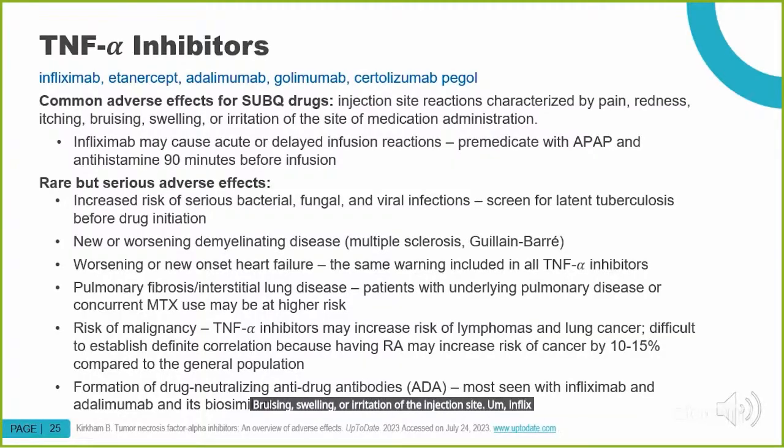Infliximab is an intravenous medication, and it has to be administered with acetaminophen and an antihistamine at least 90 minutes before the infliximab infusion to minimize acute and delayed infusion reactions.